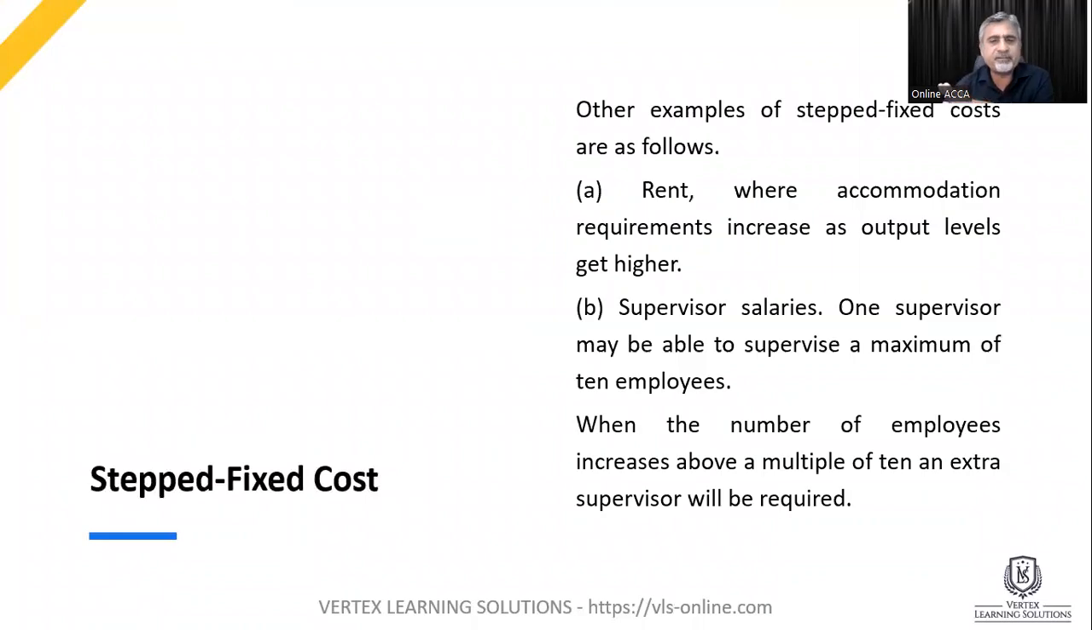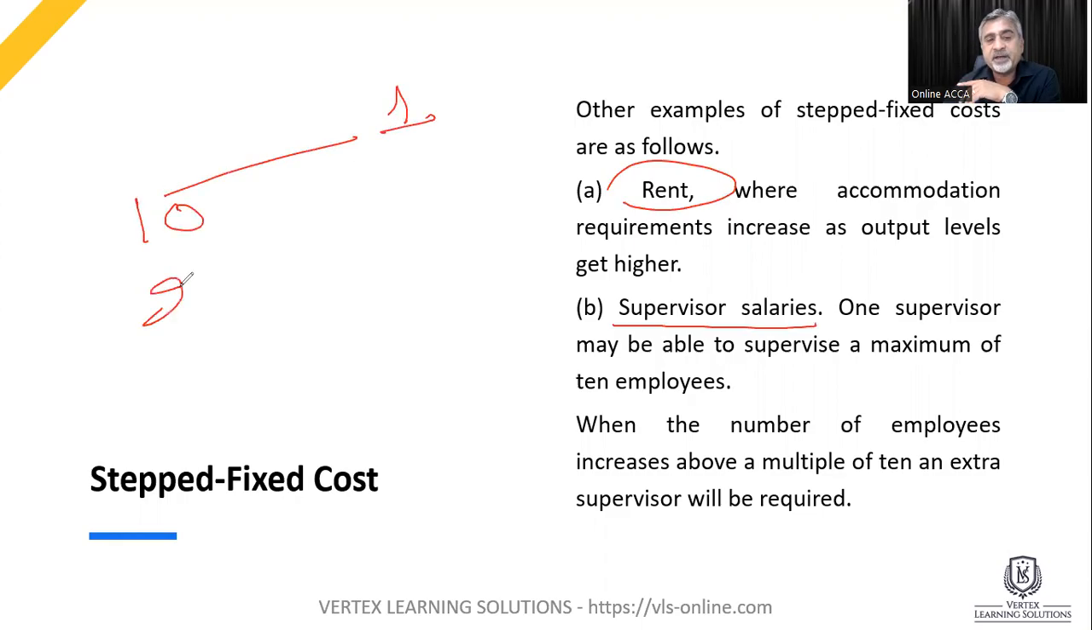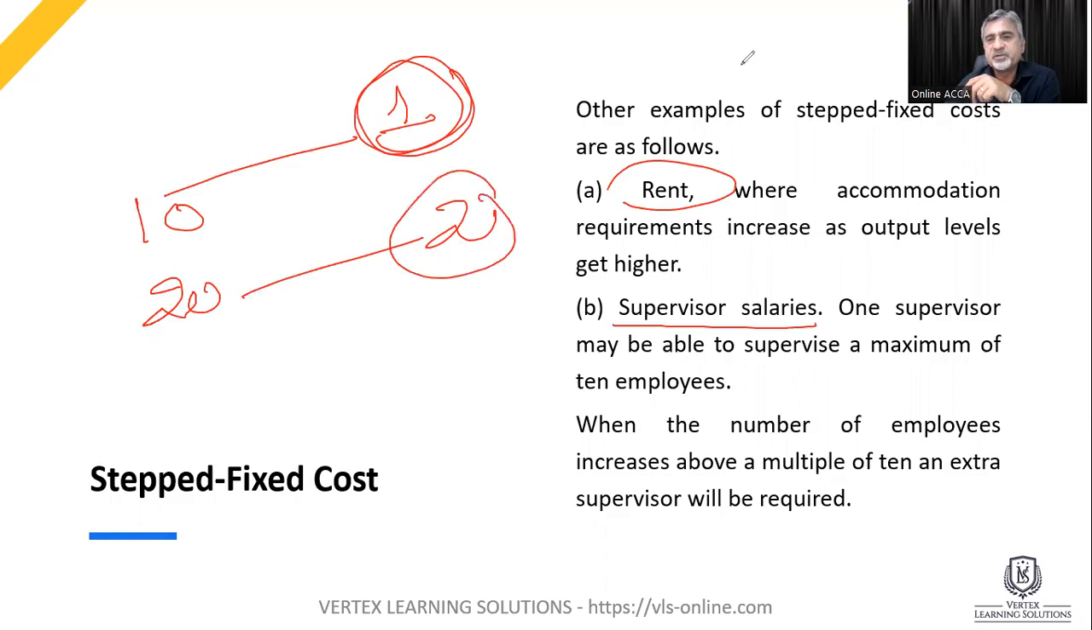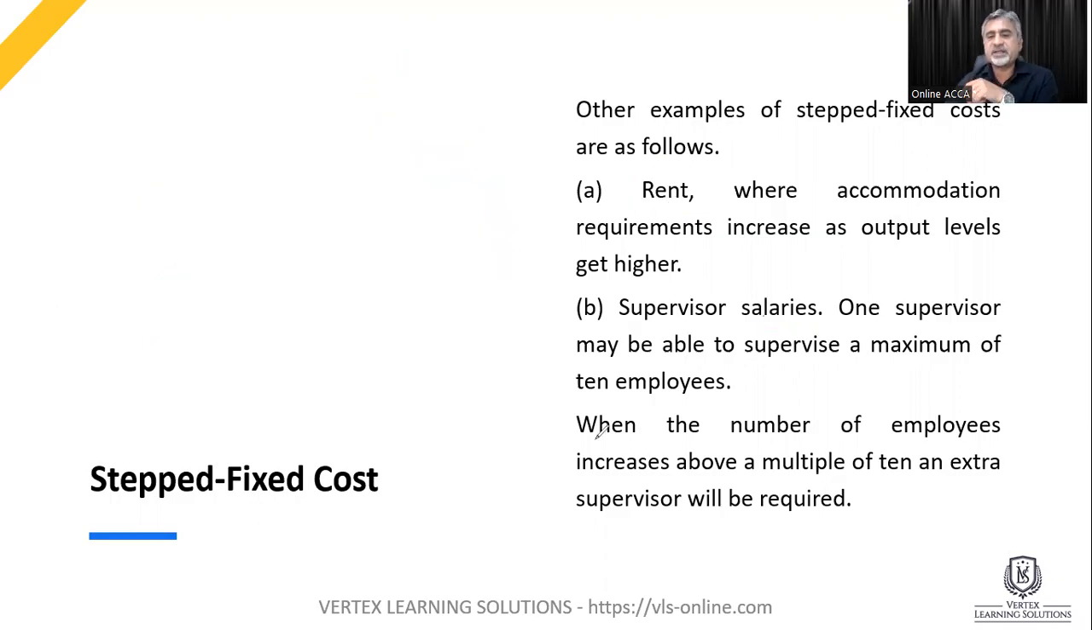You can read it, the examples I already have given you are telling you the same thing. Rent, supervisor salaries. Why supervisor salary? You have 10 people, and for 10 people you keep only one supervisor. But if you hire 20 staff members, now one supervisor cannot manage all of them. Now you need to have two supervisors. Supervisor salary is a fixed cost, so now you need two supervisors.